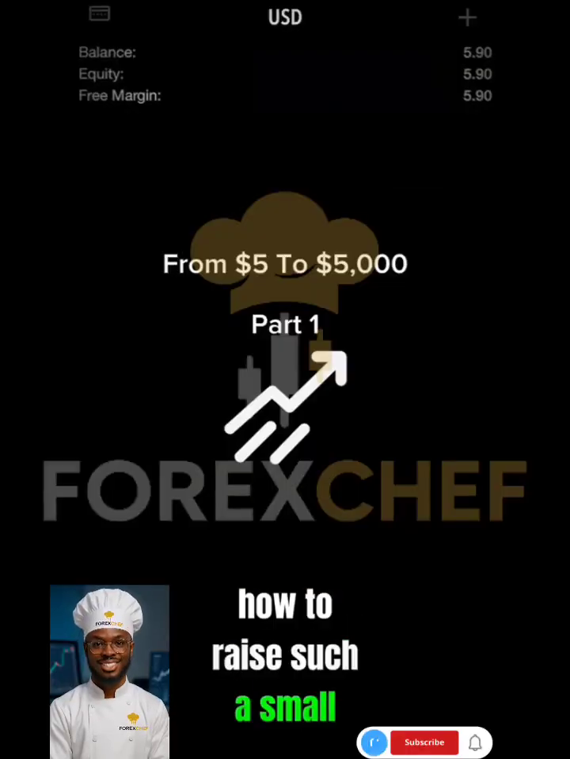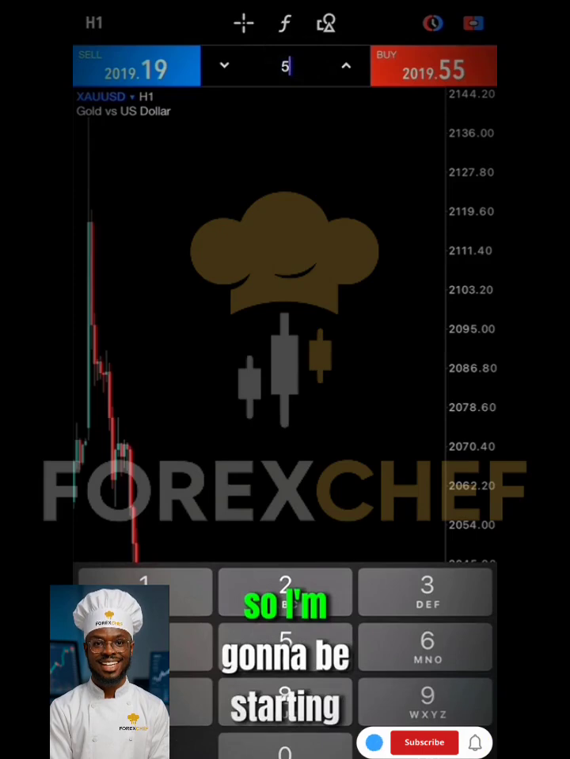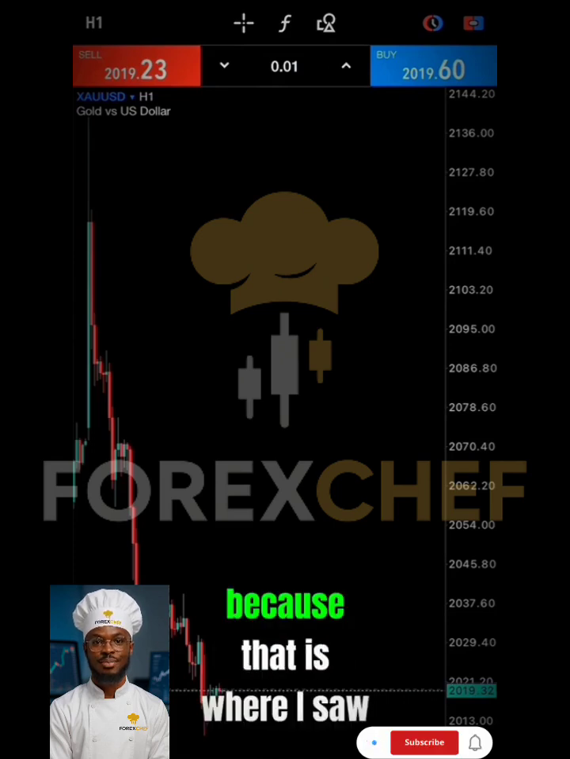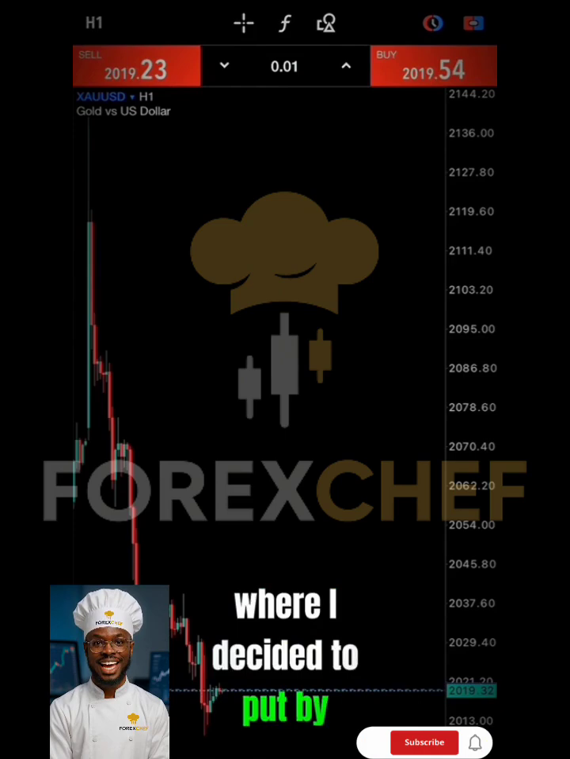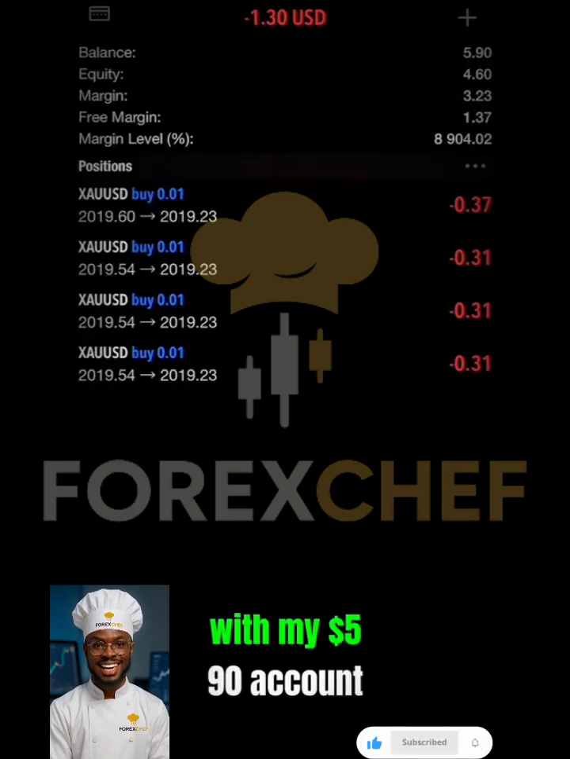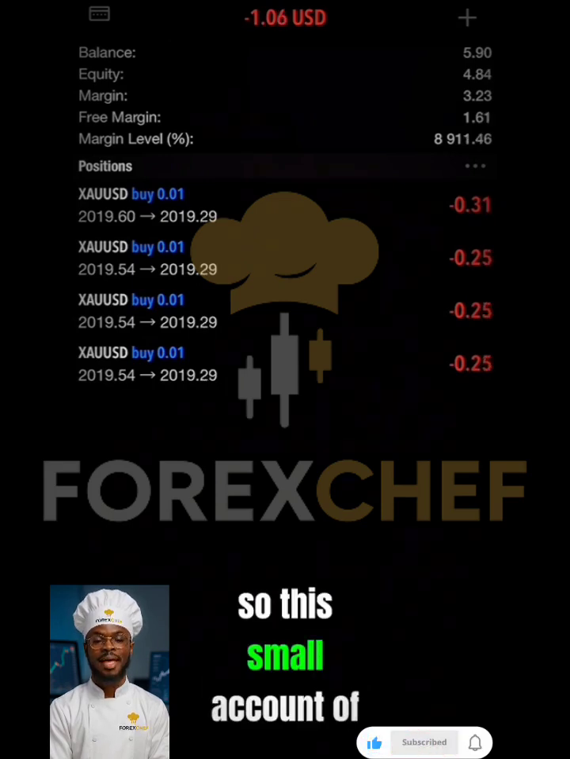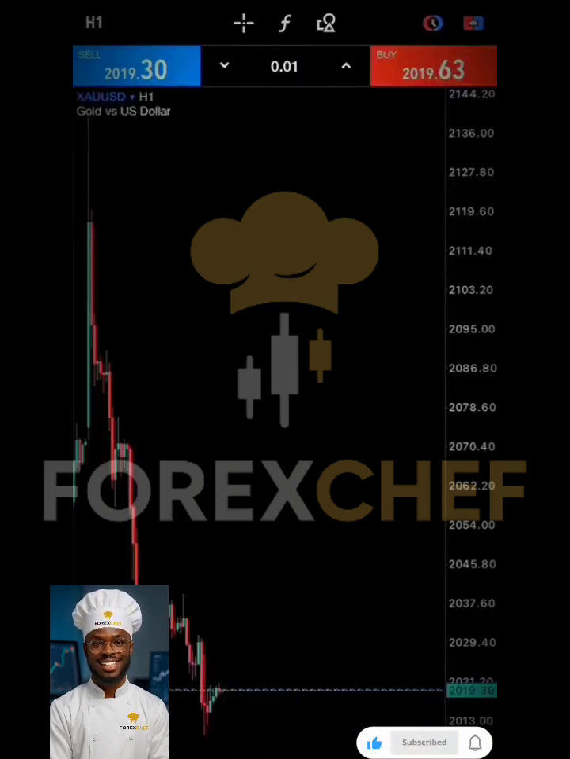To raise such a small account with the currencies, we're going to be starting with gold USD in the 1 hour time frame, because that is where I saw an entry point where I decided to put buy positions with my $5.90 account. This small account of $5 can't accumulate a lot of positions, so we'll just have to work with a few positions.